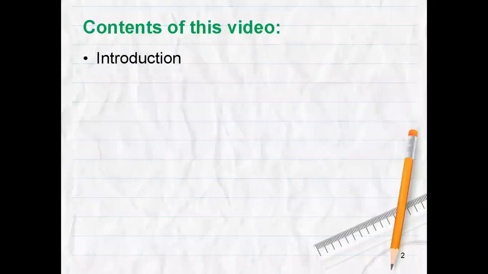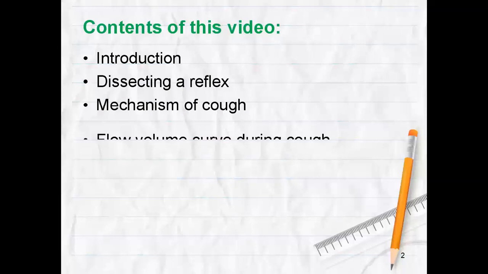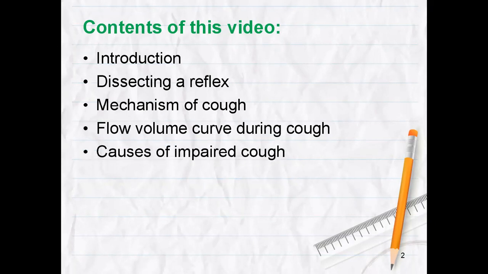So initially we'll be introducing cough, and then we'll be understanding what actually a reflex is. Then we'll be moving on to the mechanism of cough. After that, we will be looking at the flow volume curve, which is taken during cough. And ultimately, we will be looking at the causes of impaired cough and ending the presentation with a few points to be noted, which are quite important clinically as well.